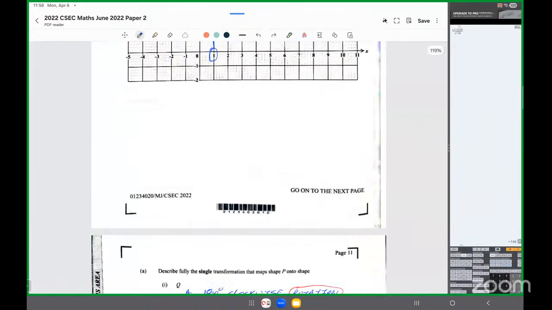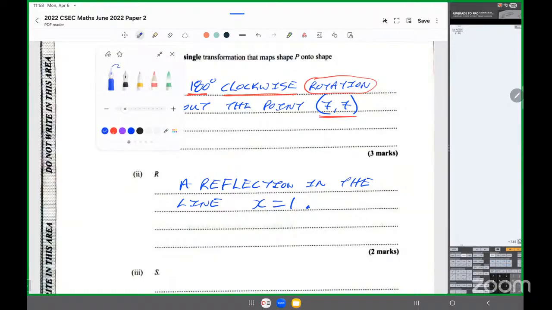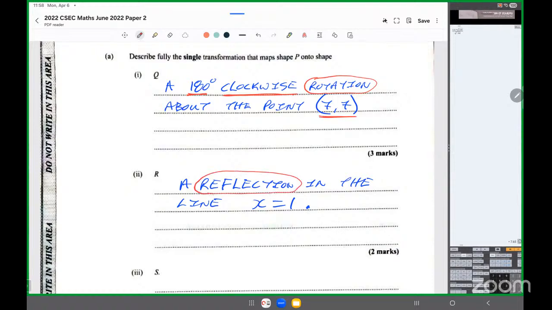So let's do that now. So this is a reflection in the line x equals 1. That's it. For this one, you give the name, which is a reflection. And a reflection has one component, the mirror line. State the mirror line when you're describing a reflection. Reflection has one component. But good so far.